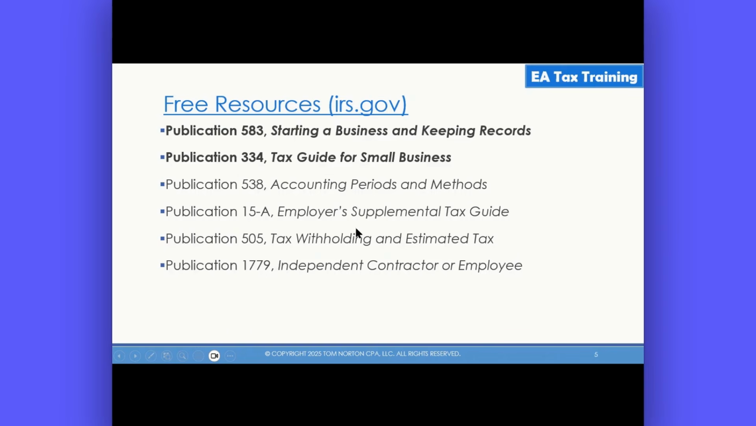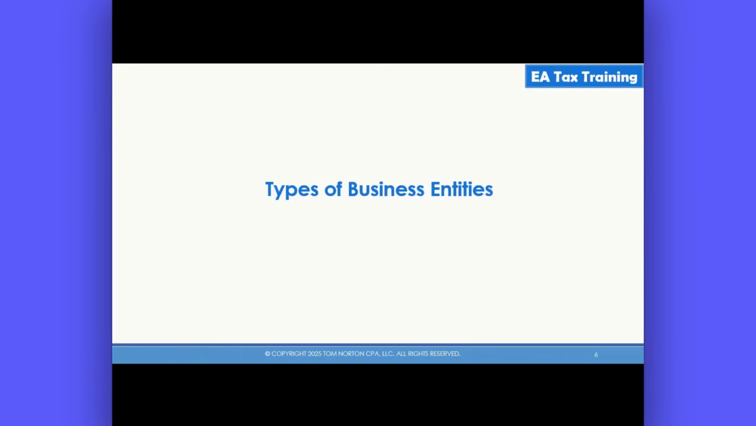So for this video, we are looking at Publication 583, Starting a Business and Keeping Records, and Publication 334, Tax Guide for Small Business. Those are the two that you will definitely want to get and read and study for this video. Then we have these other publications listed here as well that you may want to check out to get more information about those specific topics.